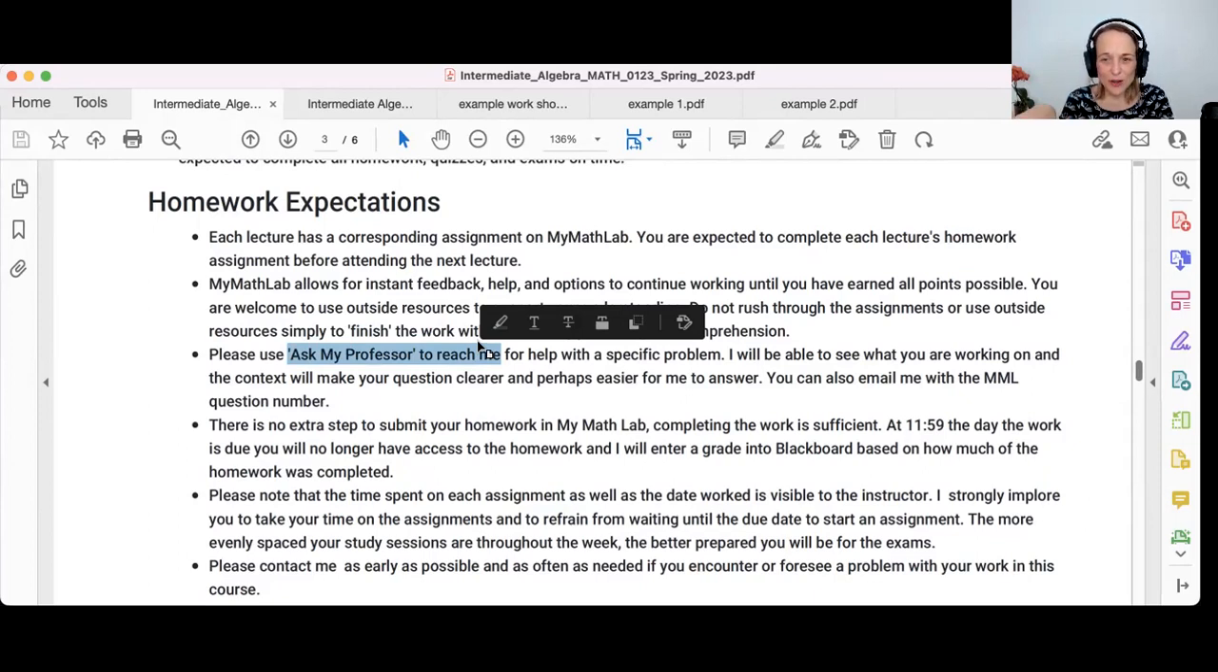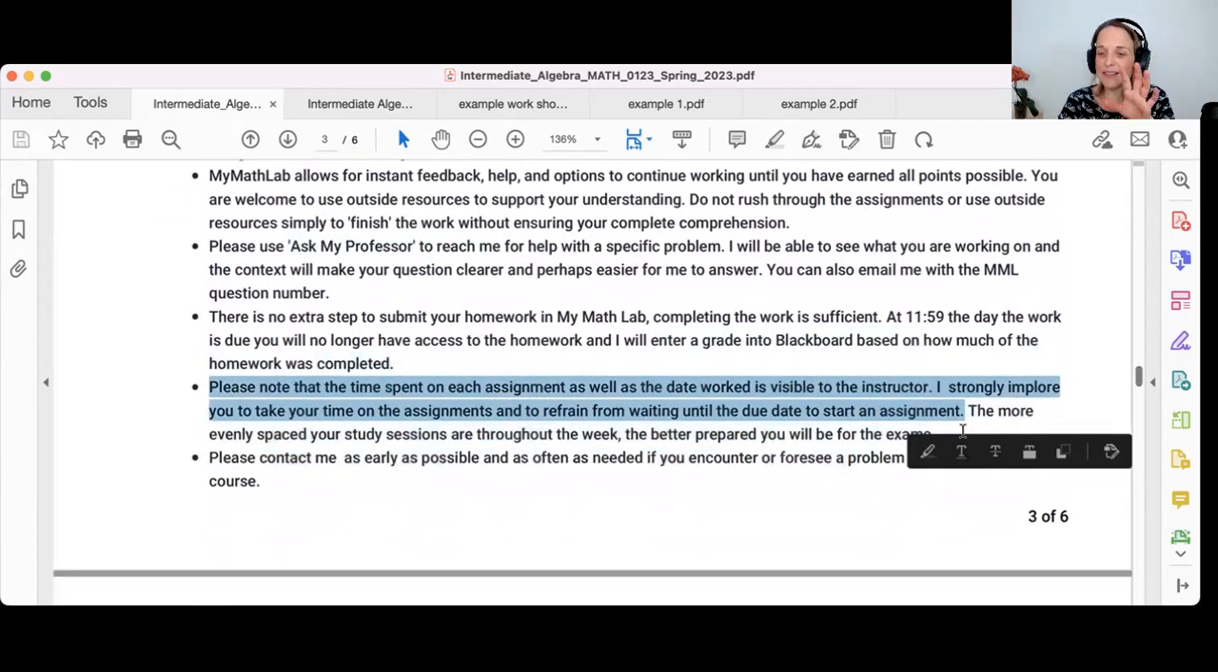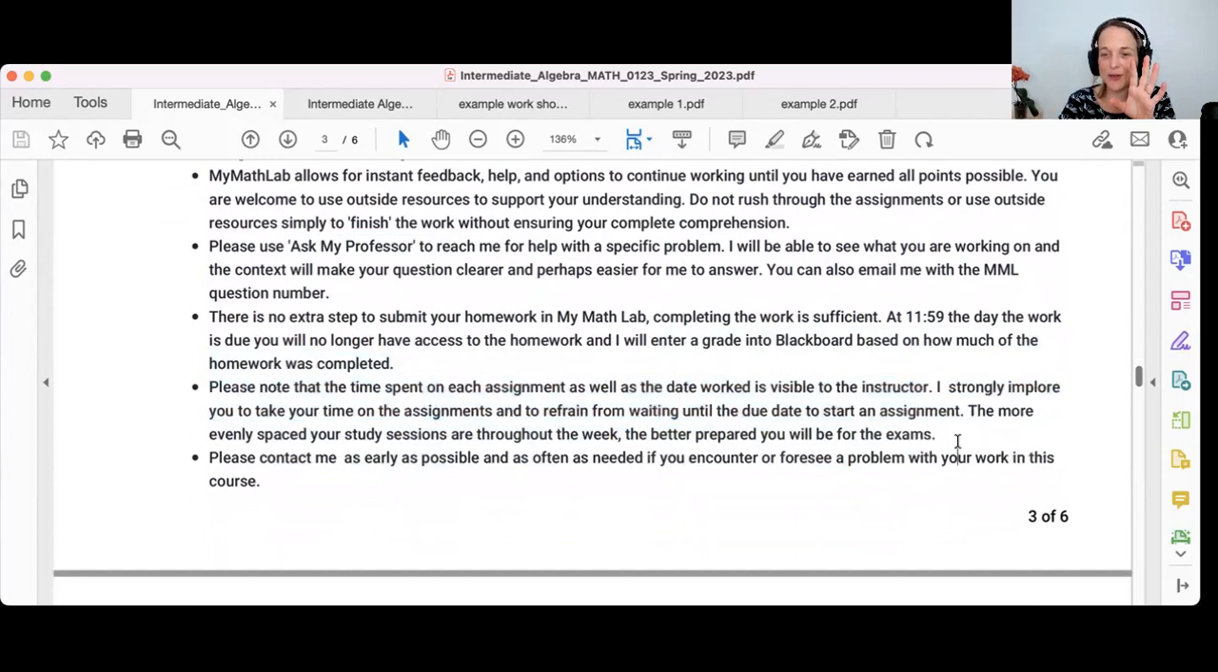No need to submit the homework. You'll just lose access on the day that it's due at 11:59. So midnight, the day it's due, you'll lose access to it and I will enter the grade in Blackboard. Okay. This does not have to do with many of you, but some of you this has to do with.